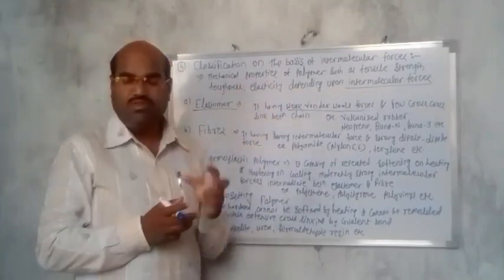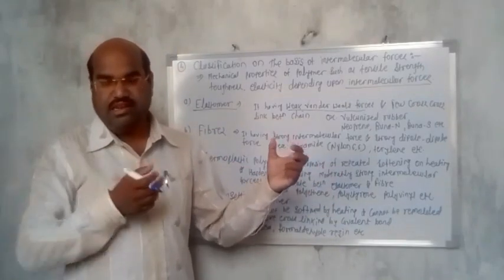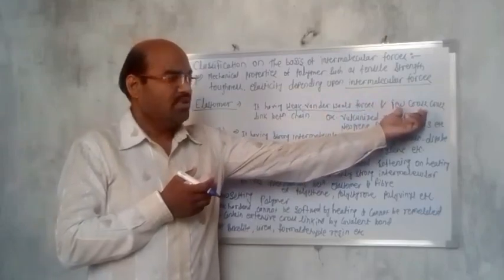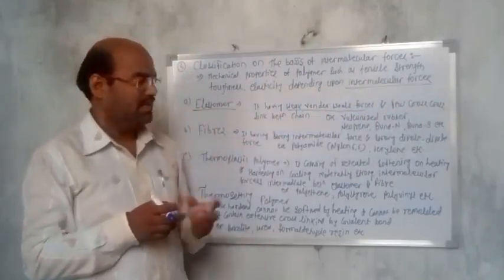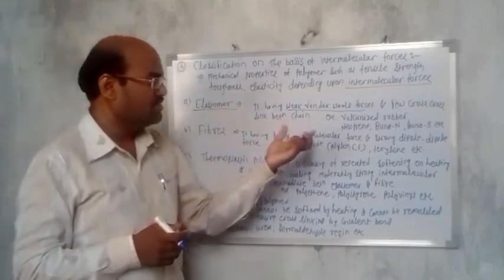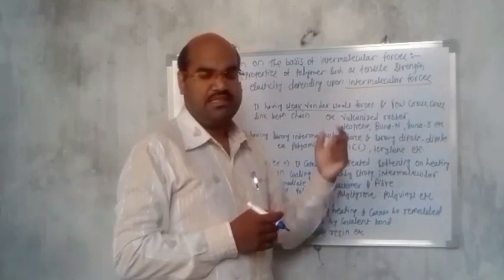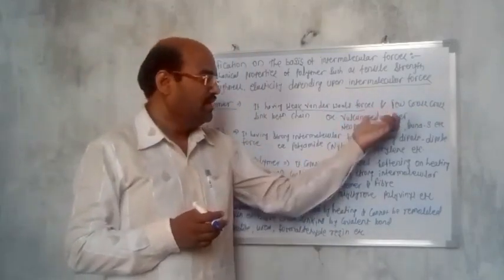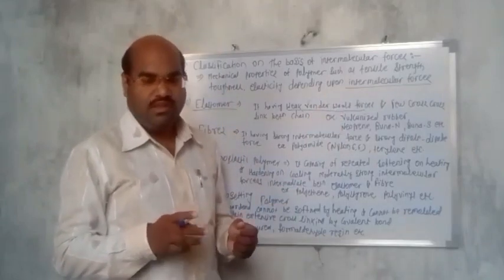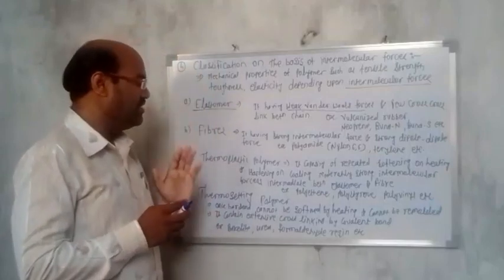Due to the weak van der Waals forces, they are stretched, and when we release the force, it comes back because of the cross-links present in the chain. Examples of elastomers: vulcanized rubber, neoprene, Buna-N, Buna-S. Neoprene, natural rubber, vulcanized rubber. So these are examples of elastomers.